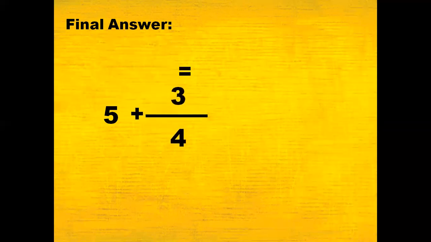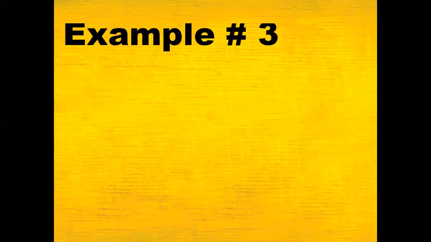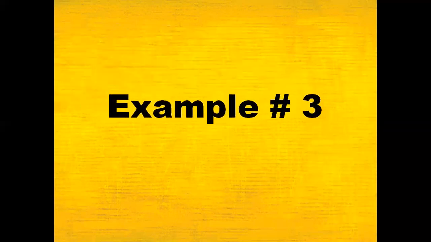So for the final answer, we have 5, which is the whole number that we got from step number 1, plus 3/4, which is equal to 5 and 3/4. So the final answer here is 5 and 3/4. Let's proceed to example number 3.